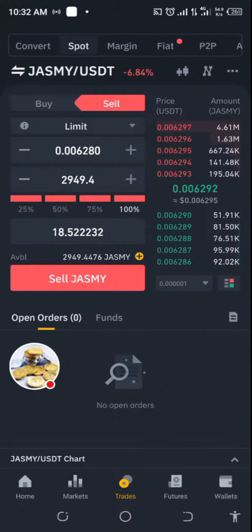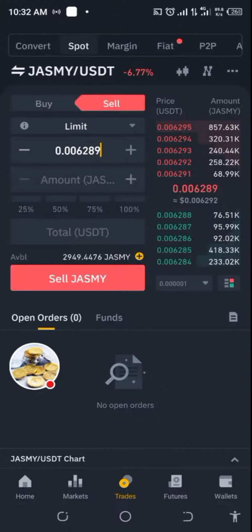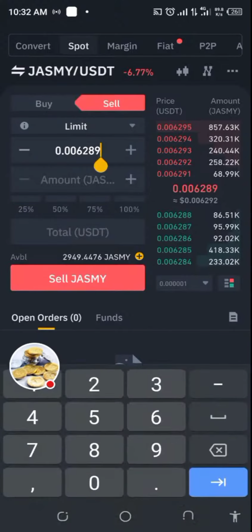It's going to take its time. It could take like a couple of hours also. So what we're going to do is just set a sell limit. That's all we're going to do. We're going to set a sell limit to 68, and let's see what we will get.